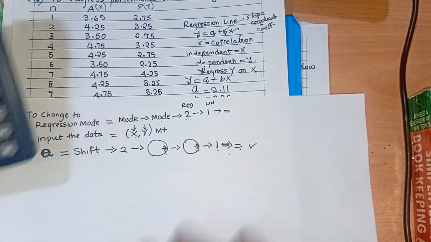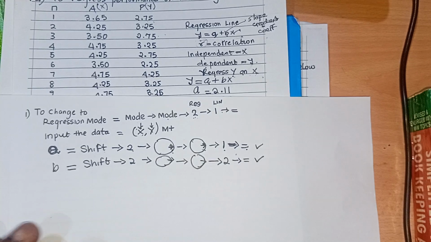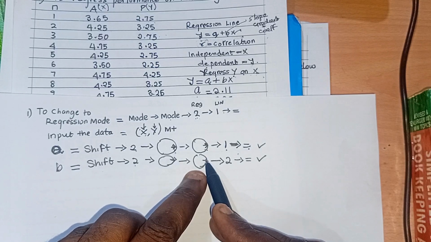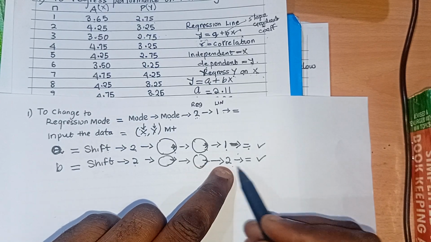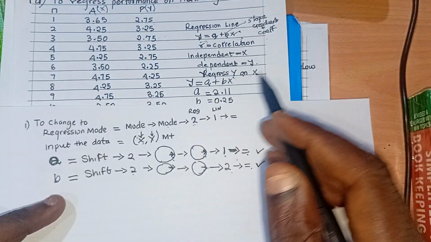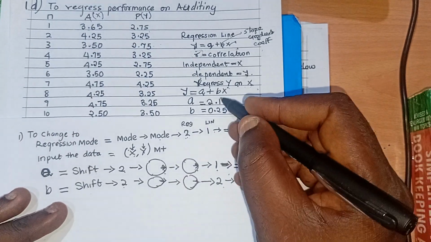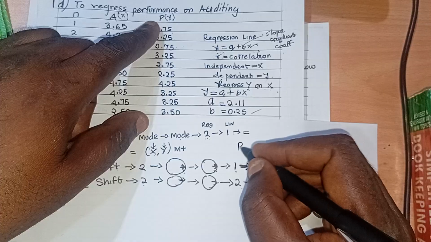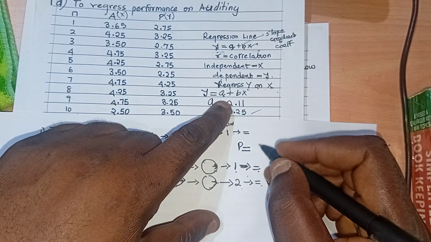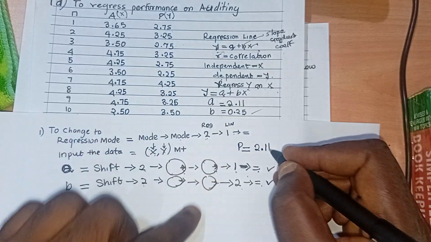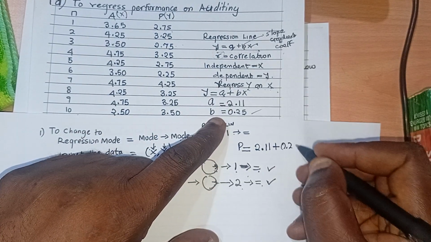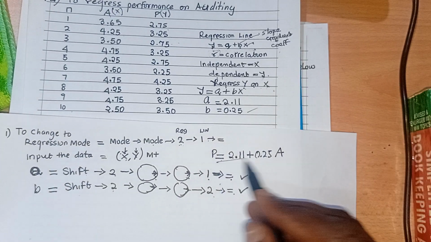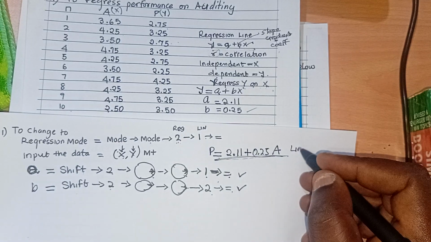Now our regression line. To do that, you follow this step. So shift 2, the arrow facing this side, the arrow again. You press it twice, then you press 2, then equals to. Then it will give you the value of B. So from here, we can formulate our regression line, which is y equals to A. The value of A is 2.11 plus 0.25 of capital A. So this is called a regression line or regression equation.